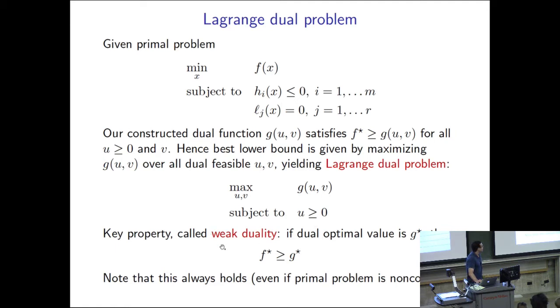Okay, but there's this key property that holds called weak duality, which is just based on how we constructed this, is that if we were to maximize the dual and get something that we call g star, that's the optimal value of this program, and minimize the primal and get f star, then by construction f star is bigger than or equal to g star. Right? This came from this inequality, just maximizing over all u and v. This always holds. Weak duality always holds. It's just a property of Lagrange duality. It holds even if the primal problem is non-convex. Nothing to do with convexity. We always get this ordering.